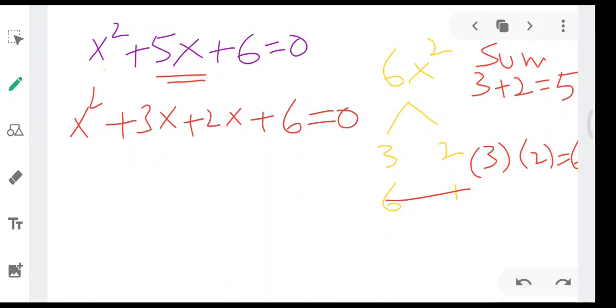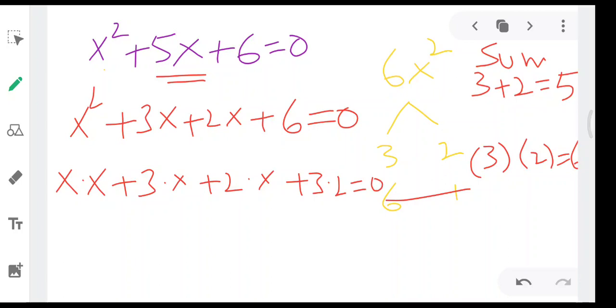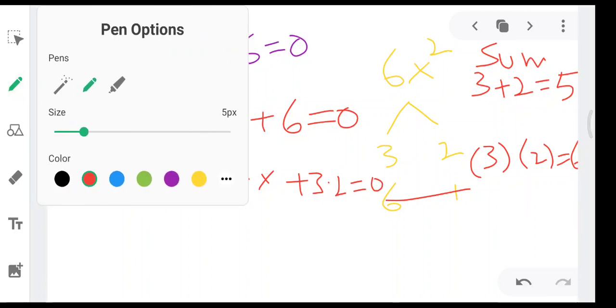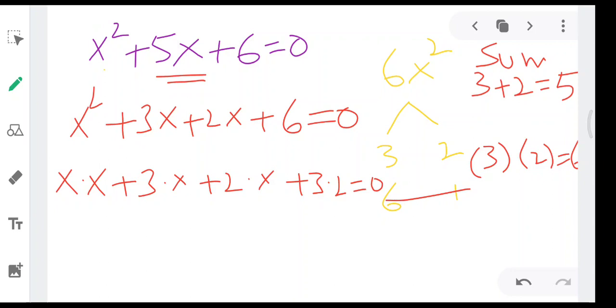Next, from these two I can take x common. If you want, you can further split it, and write it as x into x plus 3 into x plus 2 into x plus 3 into 2, like you used to do in your previous class. Now from these two, what can I take common? I can take x common. X is here and even x is here. So I'll take x common, remains x plus 3.